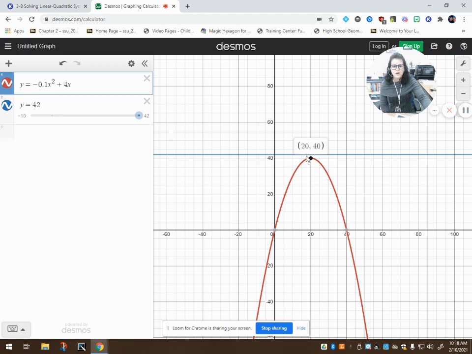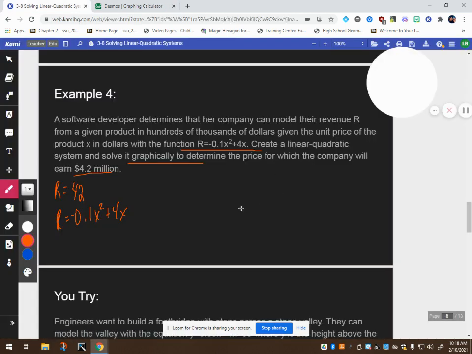We're looking for where the revenue reaches 4.2 million, which is this line up here. And as you can see, the parabola and the line never intersect. Therefore, there is no solution. They are never going to earn $4.2 million. So there are no solutions, 0 solutions.